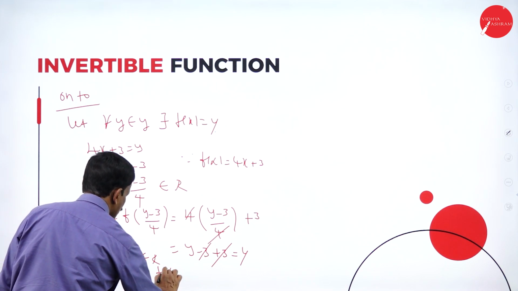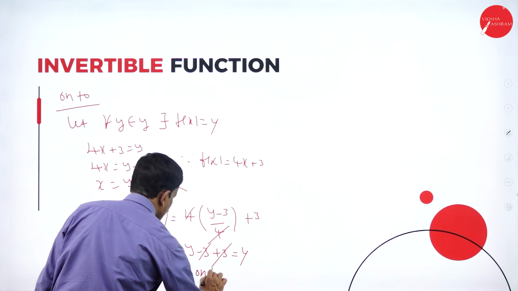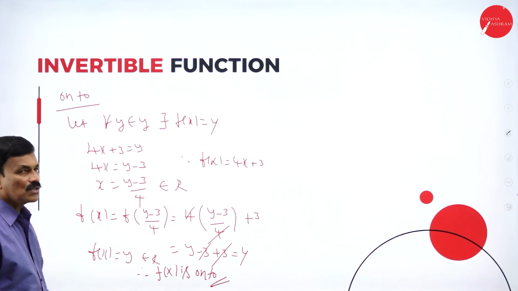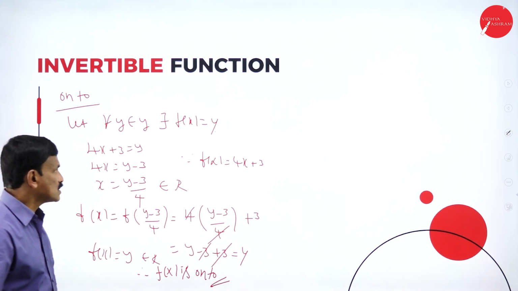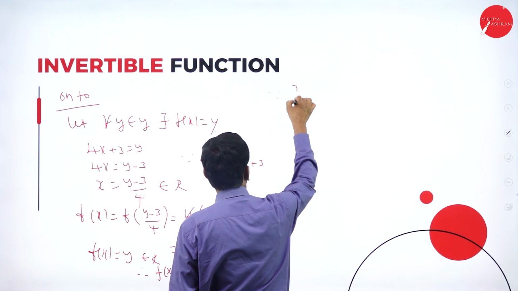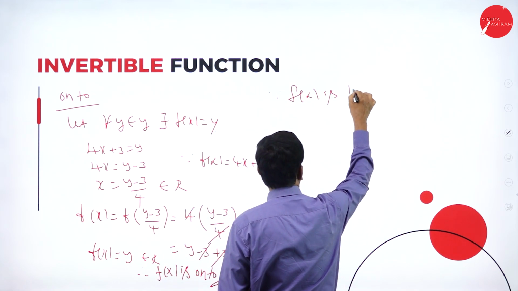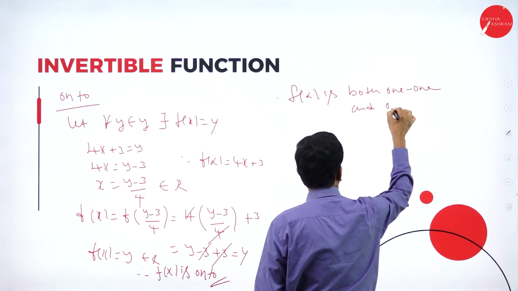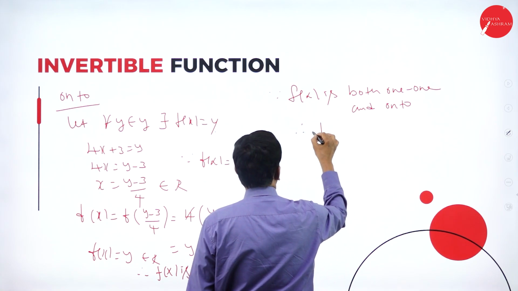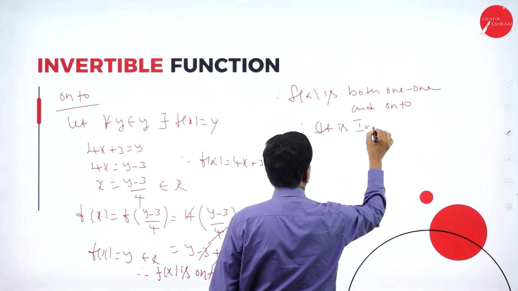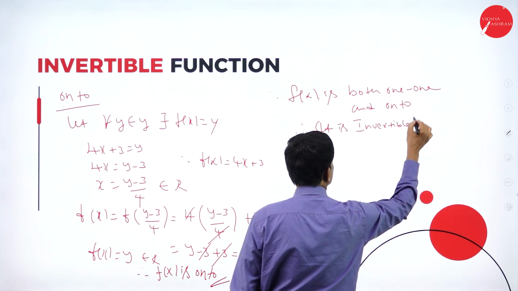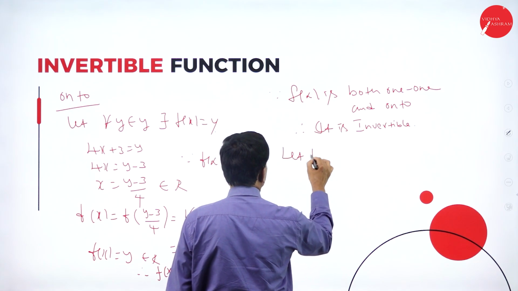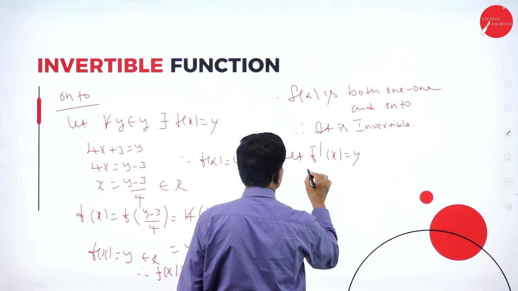Therefore f of x is an onto function. That's it. f of x is onto. So this condition is satisfied. f of x is equal to y. Therefore it is an onto function. Since f of x is both one-one and onto, therefore it is invertible.